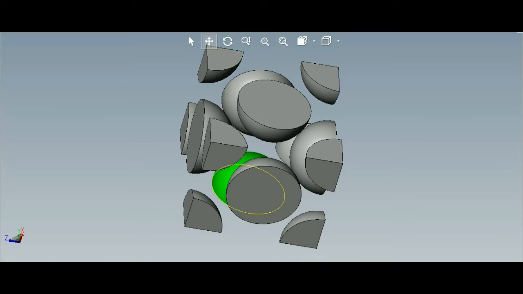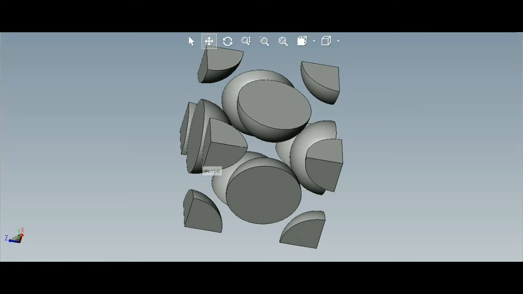This is the orthorhombic face-centered unit cell. All its sides are unequal, that is A is not equal to B, not equal to C. But all the angles between them are equal to 90 degrees. So it is in the shape of a cuboid. We have coordination number 4. So we have 8 tetrahedral voids and 4 octahedral voids.